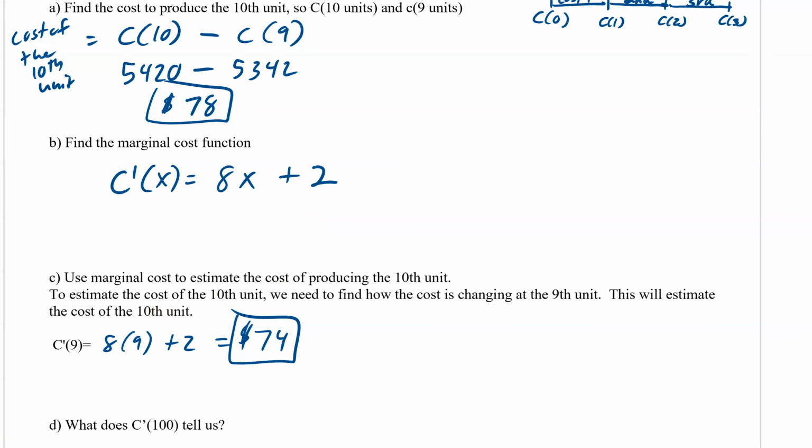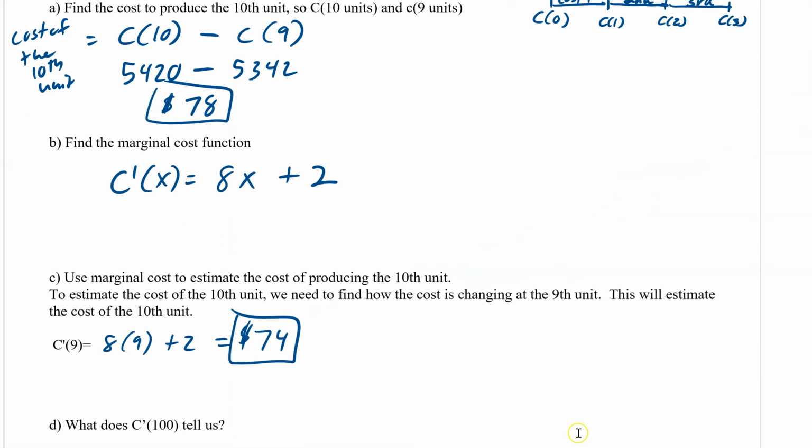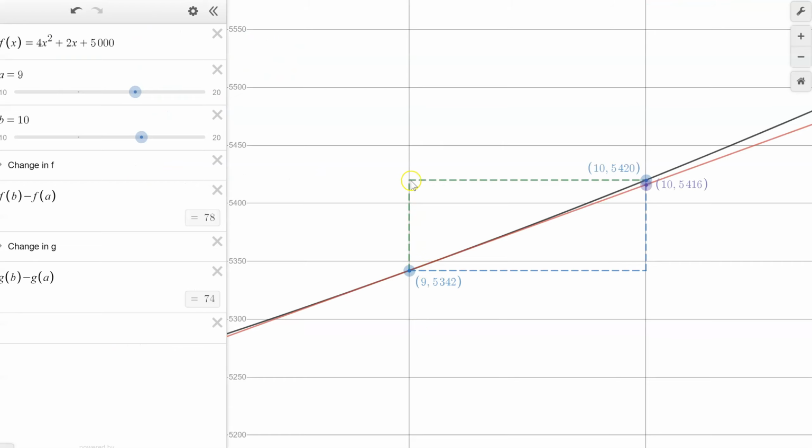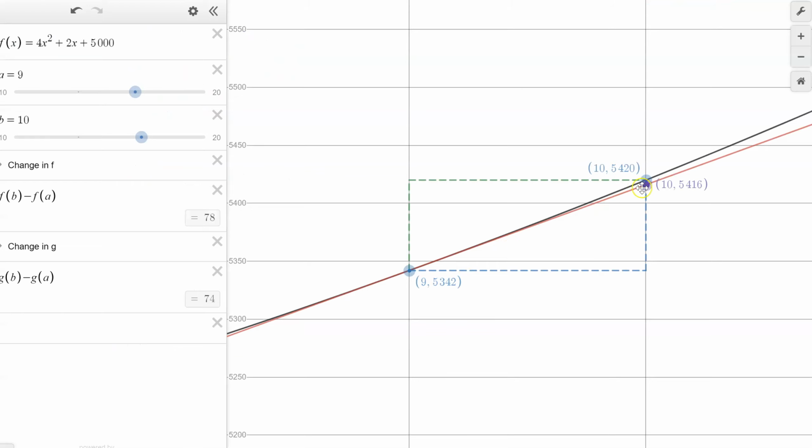So why do we plug in 9? Well, let's look at it in Desmos. So the red line represents our derivative, and the black line is our actual function. So you can see we went from 9, where it was 53.42, to 10 at 54.20, which is a difference of 78. So it increased 78 for that 1 unit. So the 10th unit cost $78.